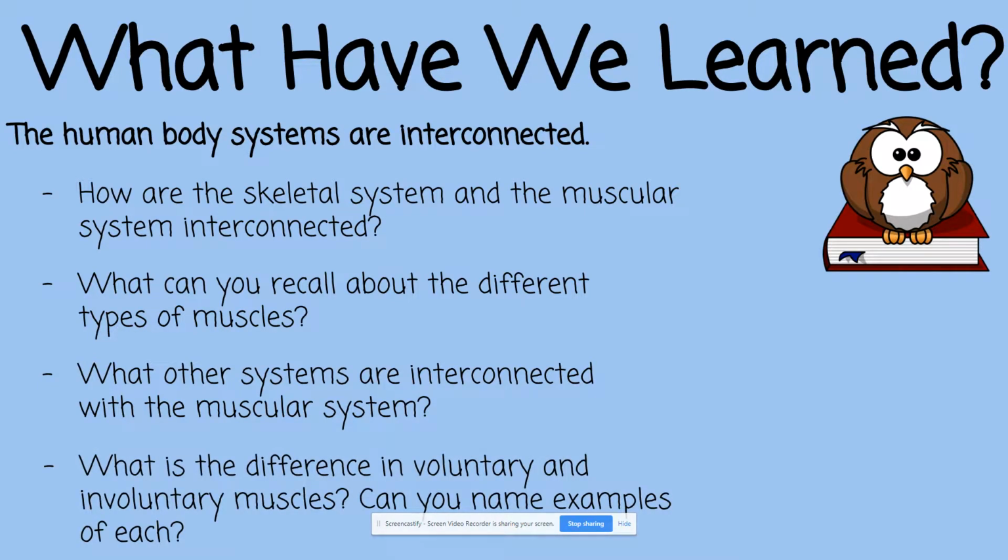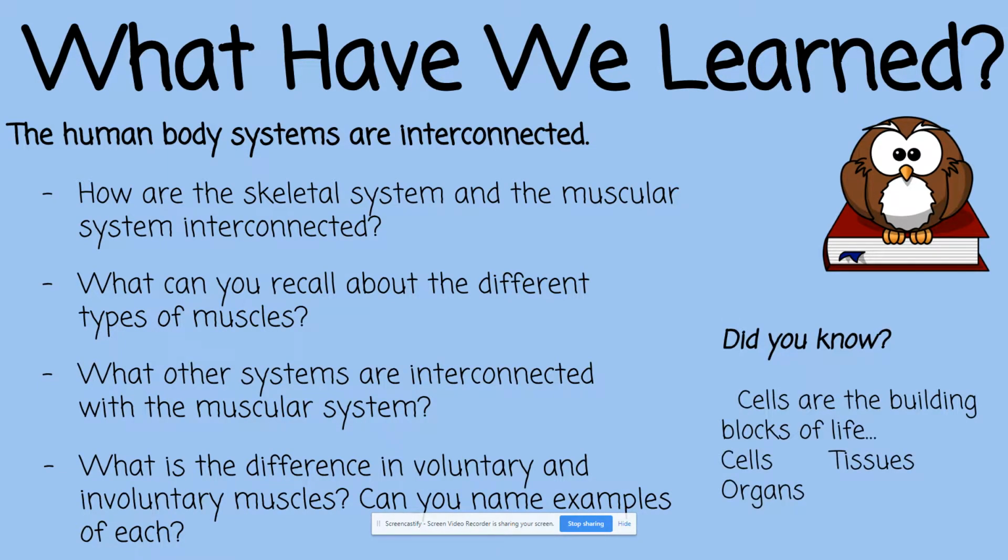What is the difference in voluntary and involuntary muscles? Remember, voluntary muscles are the muscles that you tell to move. They're the muscles that move your bones. Your involuntary muscles are your cardiac muscle, like what's in your heart, and the smooth muscle, like what's in your stomach. You are not continuously telling your heart to pump, and you are not consciously telling your stomach to digest food. Those things happen whether you think about it or not.